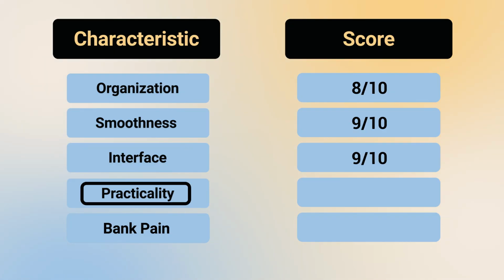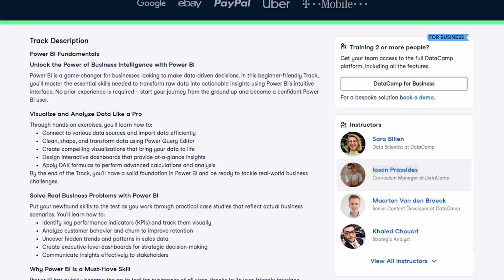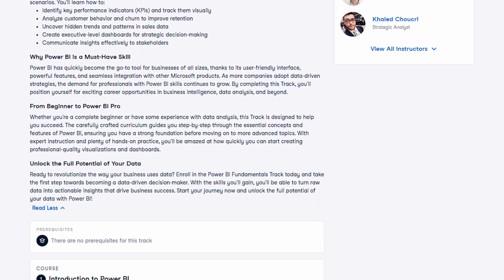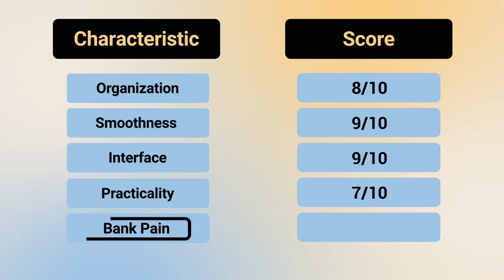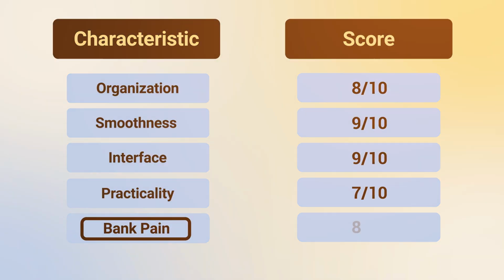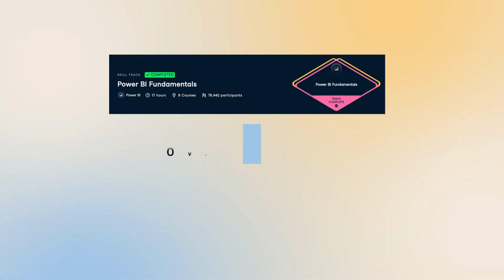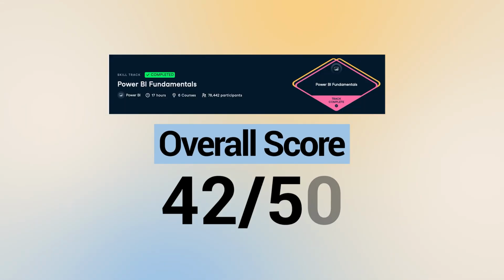And now practicality. So while you are working through examples throughout the course, you don't actually walk away with a project like some of the other courses we covered. But despite that, you're still using lots of Power BI in the course. I'm giving practicality a 7 out of 10. So lastly is bank pain. We covered that in the previous course by DataCamp we covered. So again, I'm giving that an 8 out of 10. That brings the total score for this course to 42 out of 50.